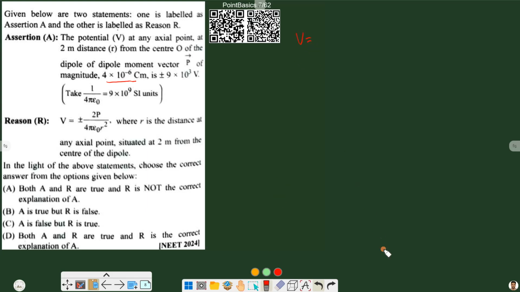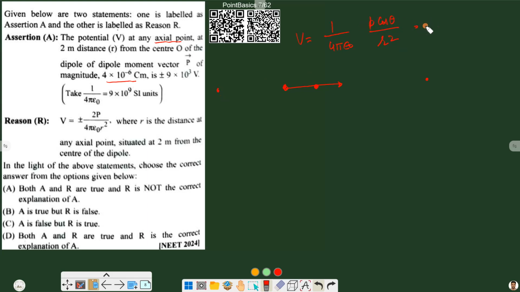V is equal to 1 by 4 pi epsilon naught P cos theta by distance square. Now, as mentioned, that point is an axial point. So suppose this is our dipole and this is the direction of the dipole. Now this point can be on the right side and can also be on the left side. So cos theta can be either 0 or 180.